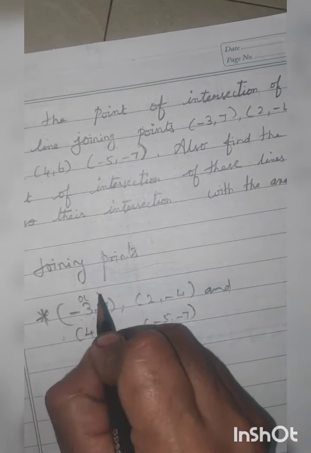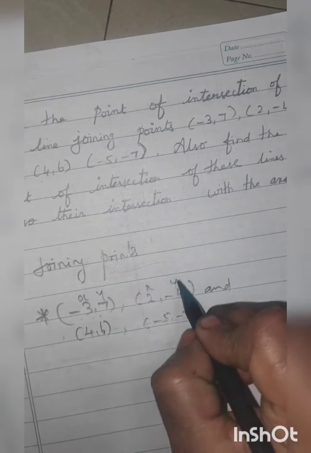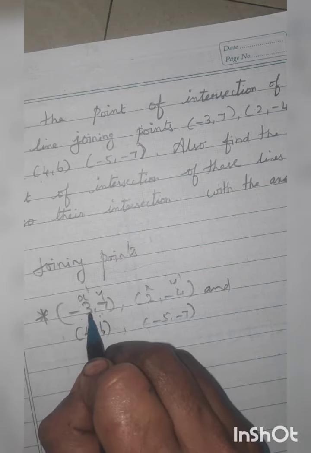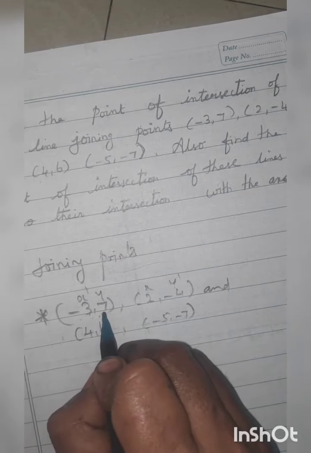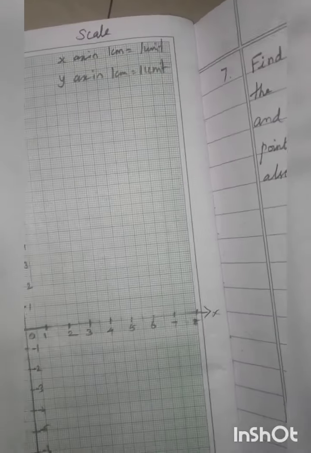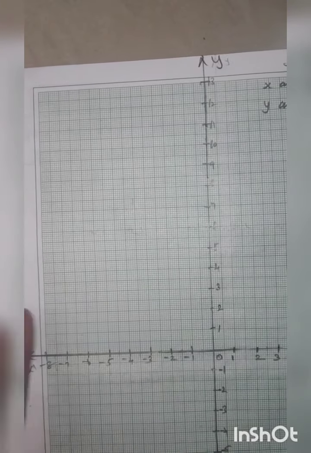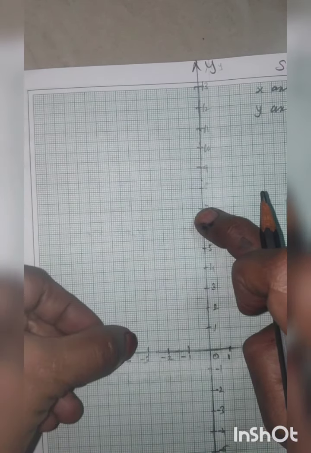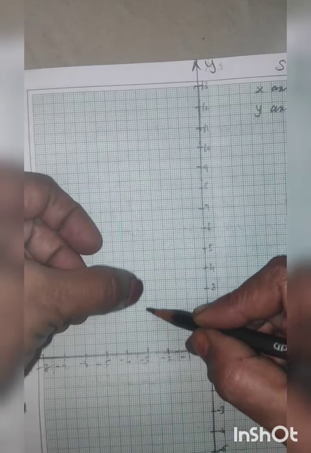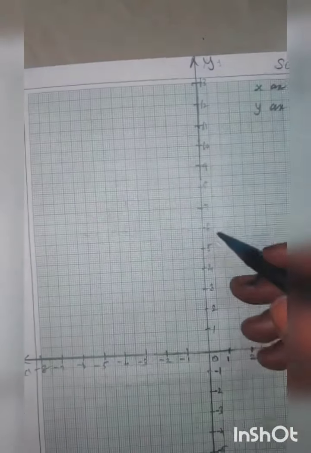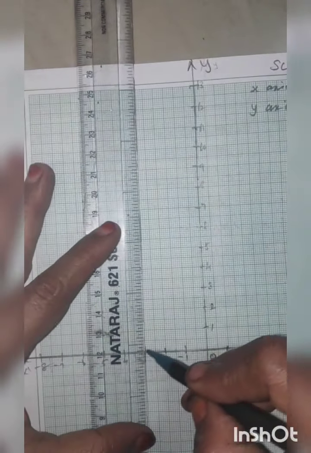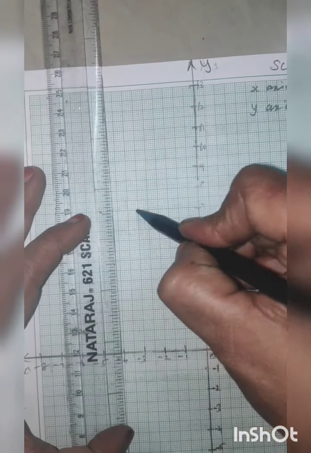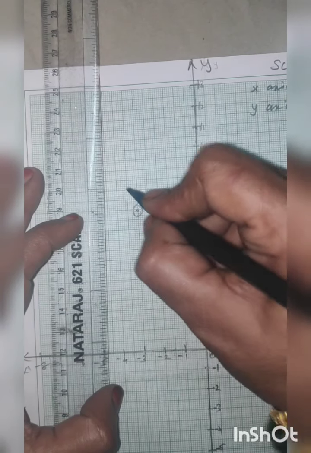What do we write? X, Y. For minus 3, 7, the x value is minus 3 and the y value is 7. See here, minus 3, 7. Minus 3 here on the x axis, and 7 on the y axis. The 2 lines meet at the point minus 3, 7. If you are confused, keep the scale in mind: minus 3, and then 7. You find the point coming here. What is the point where the 2 lines meet?